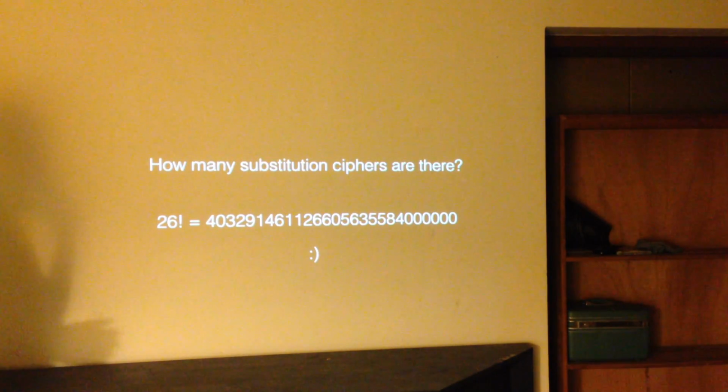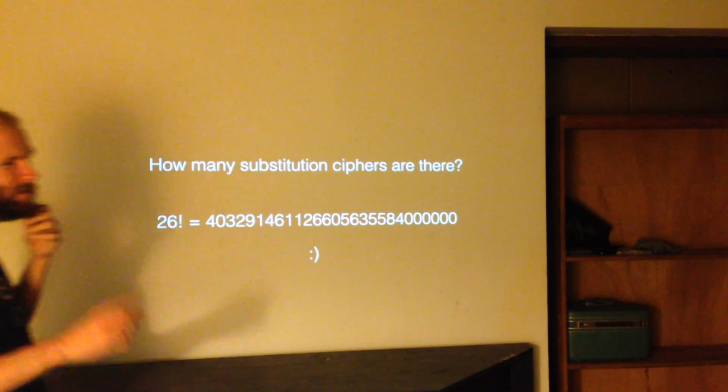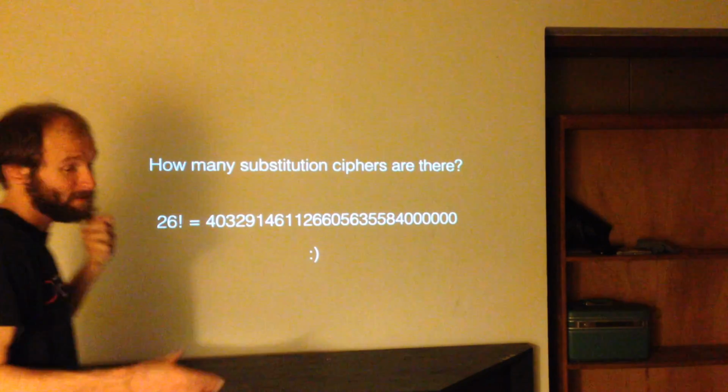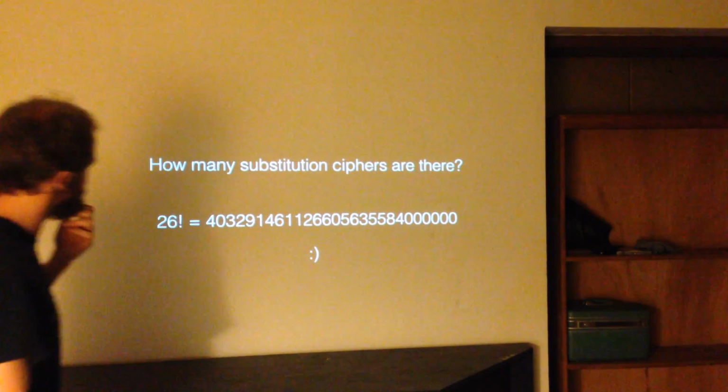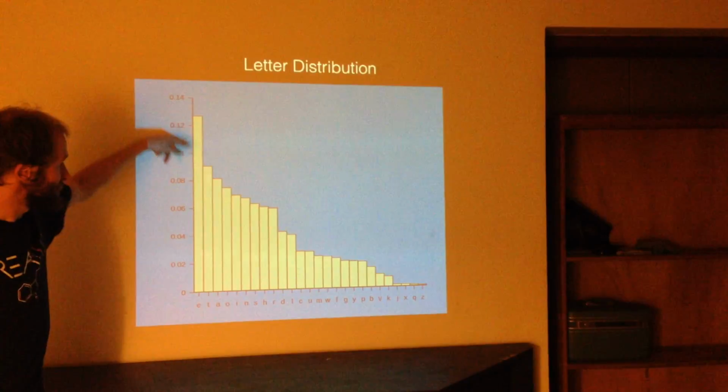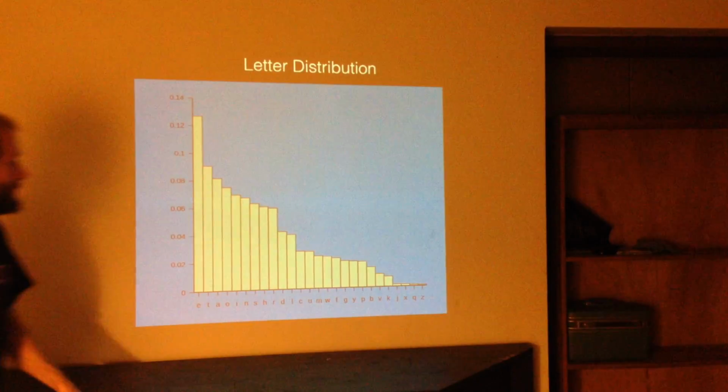What do you think is the most frequent one? E. Yeah. What do you think is the second most frequent one? I. It's a good guess. Let's check the next slide. So it turns out it's ETAOI. Oh, ETAO. So these are the frequencies.